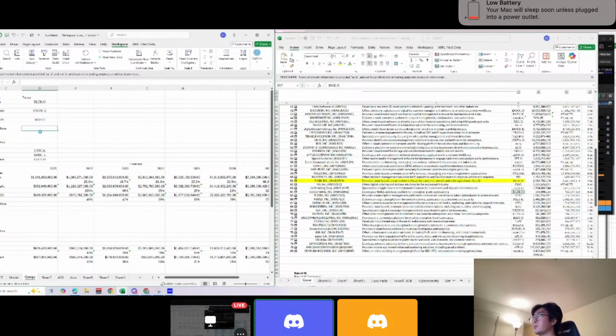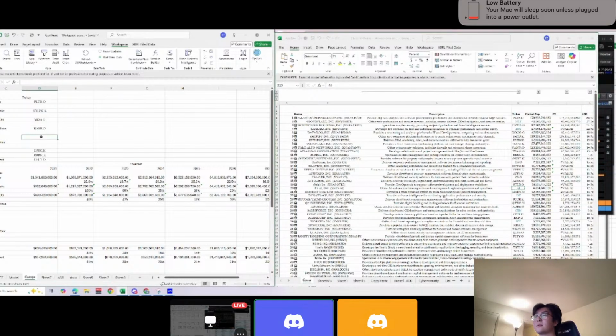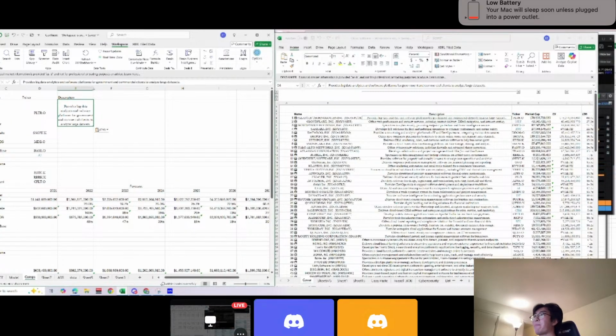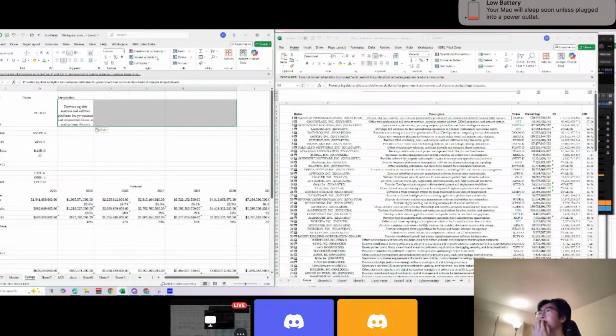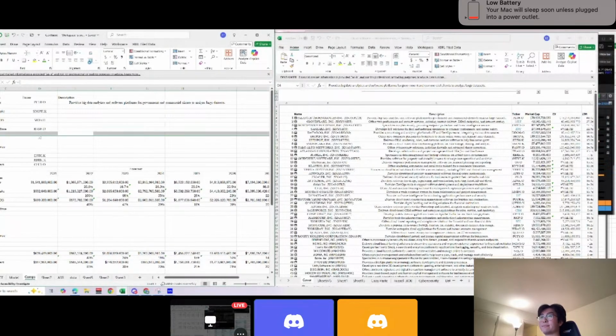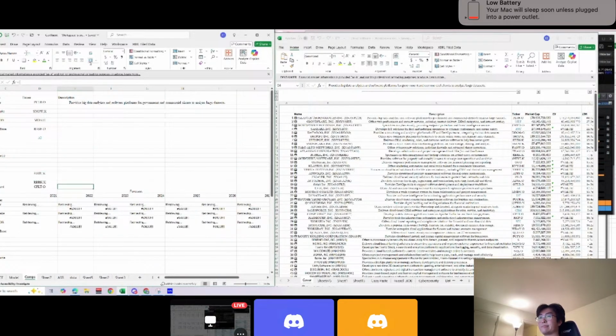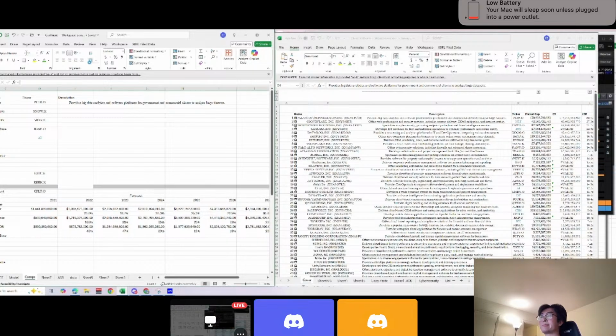Couchbase, base.o, c3.ai. Description. Yeah, we can merge all of these cells together, hopefully. Merge. Merge.